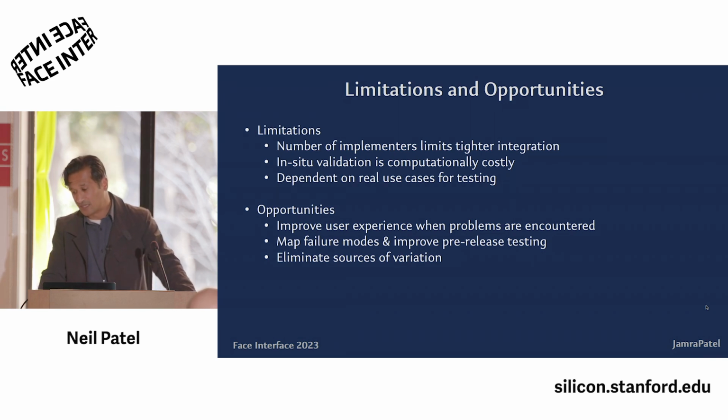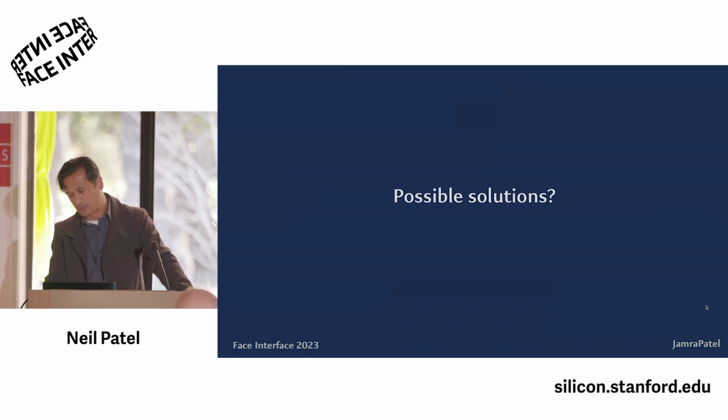But there are opportunities. I think there's a few things we can do to improve the user experience when things go bad. We can do a better job mapping the failure modes to improve pre-release testing and then try to eliminate sources of variation. So, possible solutions, I don't mean these to be prescriptive. I don't know the ins and outs of all these programs, but I like to consider these lines of inquiry. What if these are things you could do?